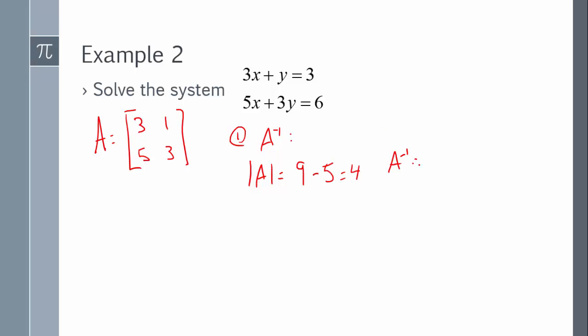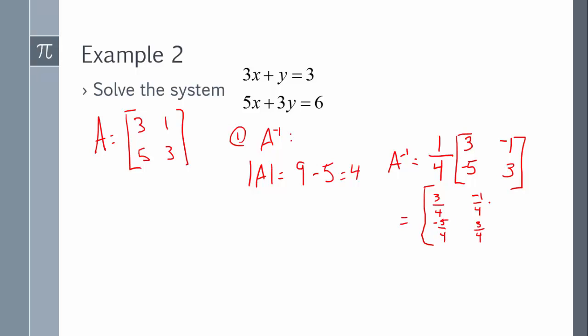So this means A inverse is going to equal 1 over 4, because it's 1 over the determinant, times a shift of these elements. Well, there's 3's on both entries in the left diagonal, so we are technically changing their position, but it's the same number, so it doesn't really look like we did anything. The only thing we have to do here is make the 1 a -1 and the 5 a -5, and then we just have to multiply everything by 1/4. So we have 3/4 and -5/4 in column 1, and then -1/4 and +3/4 in column 2. So this is A inverse.